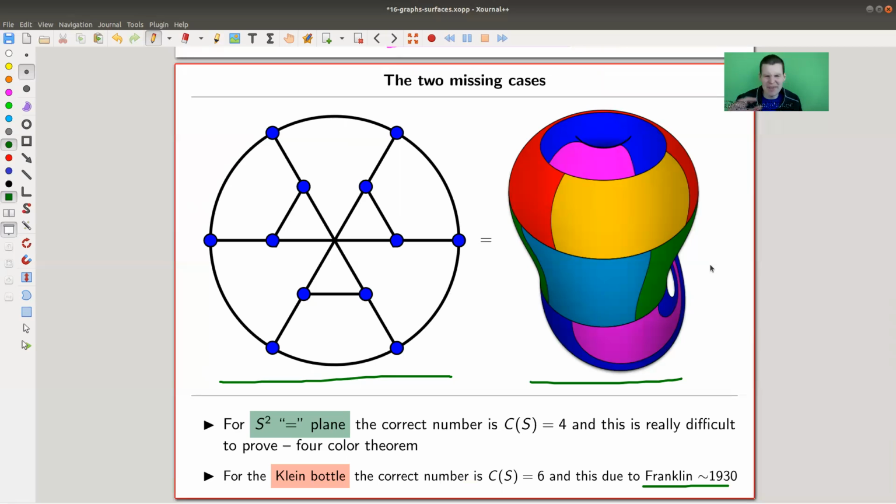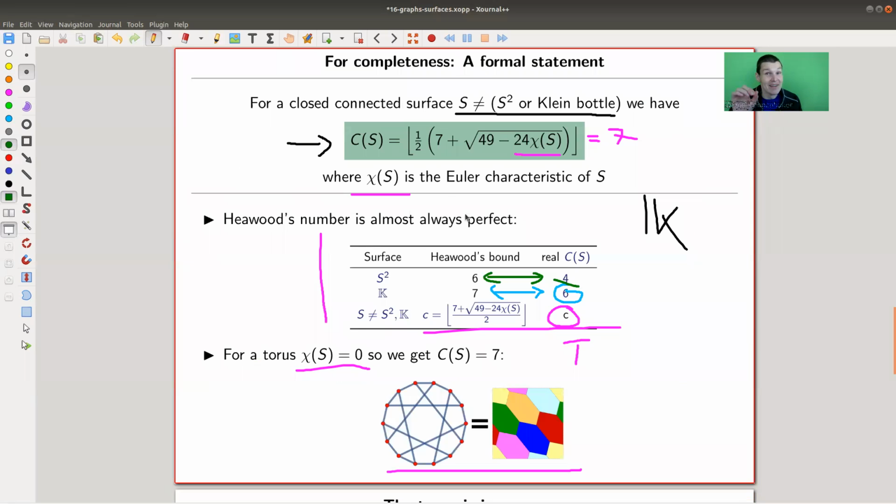Anyway, the Klein bottle is a special case that you need to treat by hand, and the plane, like the four-color theorem, is really difficult. That kind of makes this theorem so amazing. The plane, the easiest surface, is really difficult. Everything else, ignoring the Klein bottle, is kind of easy and comes in a closed formula.